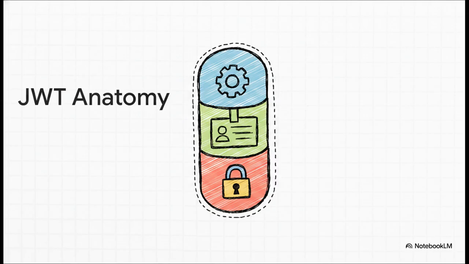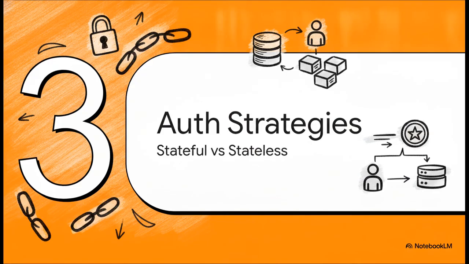Enter the JSON Web Token, or JWT. A JWT packs everything needed for stateless verification into 3 distinct base64 encoded parts. You've got the header for metadata, the payload containing your user ID and claims, like exactly when the token was issued, and the signature, which is created with a secret key to make sure the token hasn't been tampered with in transit. It's entirely self-contained. That means the server can mathematically verify it without ever checking a database. A real game changer. Which brings us to section 3, choosing your auth strategy.